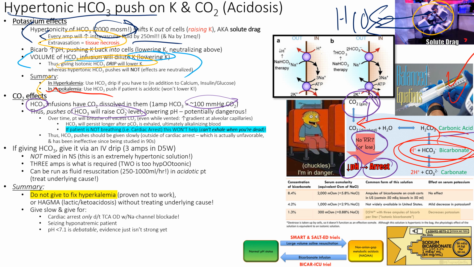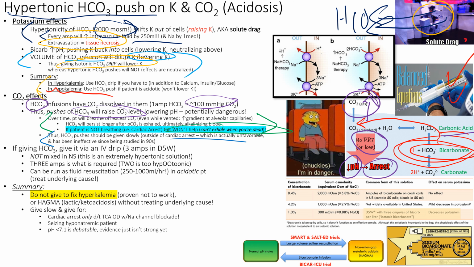Okay, if someone is breathing, you can increase the respiratory rate on the ventilator, and yes, you can blow off the CO2, right? But if they are not breathing, they're in cardiac arrest, that won't help, right? You can't exhale when you are dead, when you are in cardiac arrest. Okay, and then what else? So if you do have to give bicarb push, if someone is on a ventilator, that's where we would give it as a slow IV push, right? That would slowly let us blow off the CO2 with the ventilator.